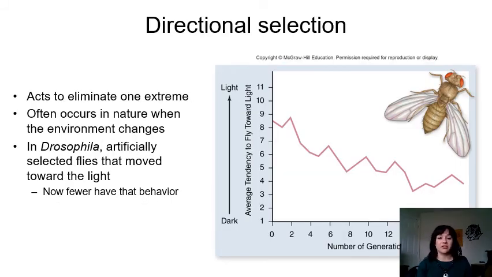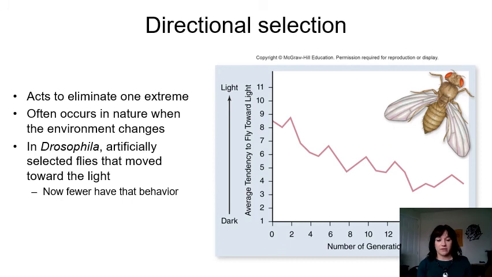Next, we have directional selection, all right? In this example, you're eliminating one extreme, and this can occur when the environment changes. There's an experiment in which scientists have demonstrated directional selection.